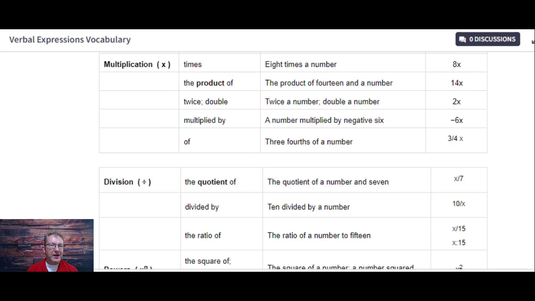And you always want to put that constant first, because if that -6 is behind the x, it would look like x - 6, which isn't the right problem. And finally, of: you've got 3/4 of a number, which is (3/4)x, and we know that is 3/4 times x.